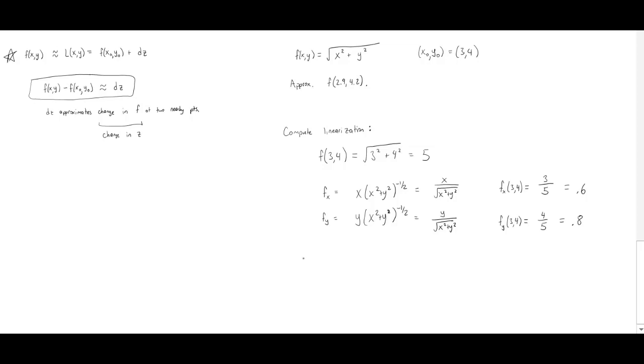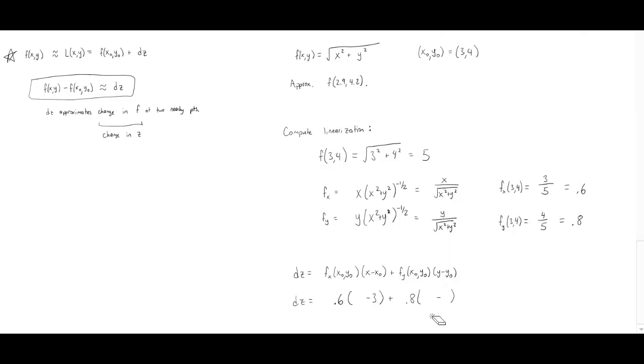So then let's compute the differential first. Remember the formula for the differential was roughly fx at the point times x minus x naught, plus fy at the point times y minus y naught, okay? So let's plug in all of our numbers. So fx ended up being 0.6. We know x naught is 3, and we know y naught is 4.